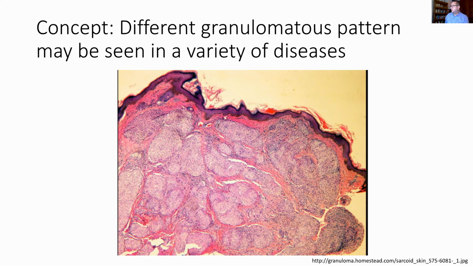So different etiologies can have one pattern. So this is the sarcoidal pattern, the naked granulomas. We don't see very many lymphocytes within these well-formed granulomas. This could be infectious. This could be tuberculosis. So it's a sarcoidal pattern, but it doesn't mean that it's sarcoidosis.